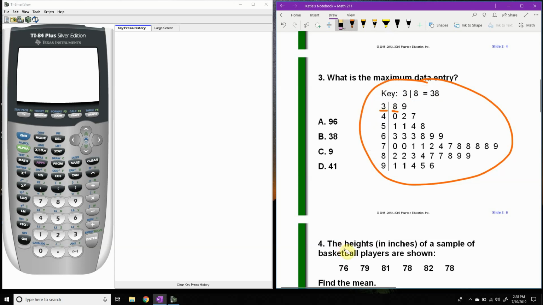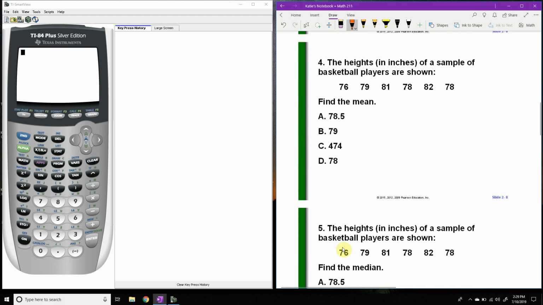So in this case, the line is separating the 10s from the 1s. So if I'm looking for the maximum, going down to the bottom, my highest stem is going to be 9. My highest leaf is going to be 6. So that means the maximum data entry must be 96.